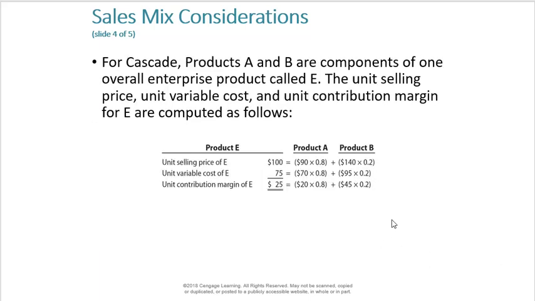And this is a numeric example. Product A's selling price is 90 times 80% plus product B's selling price of 140 times 20% gives us an enterprise selling price of 100. So it's like a weighted average selling price. The same logic applies to variable costs and the contribution margin. So our enterprise contribution margin is $25.